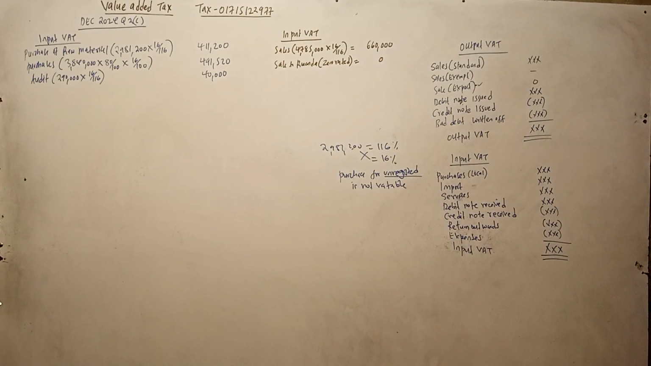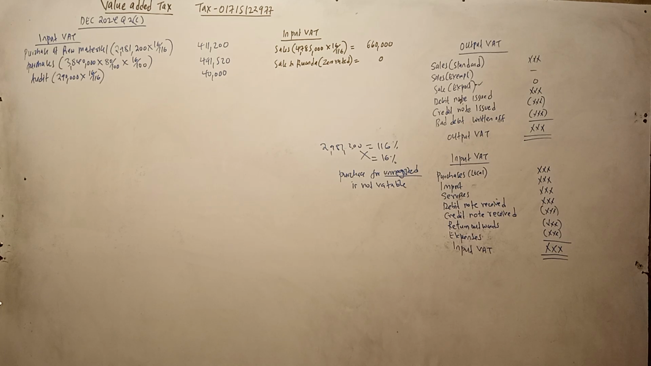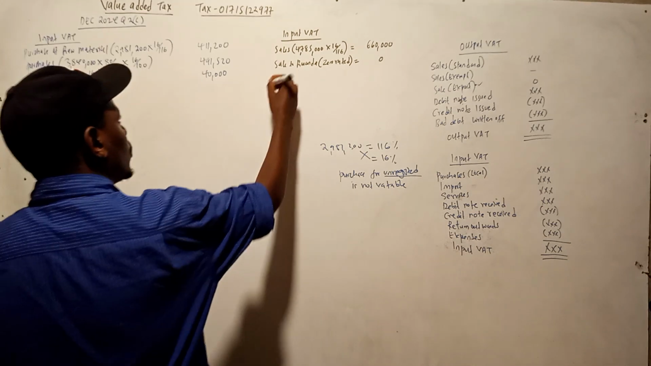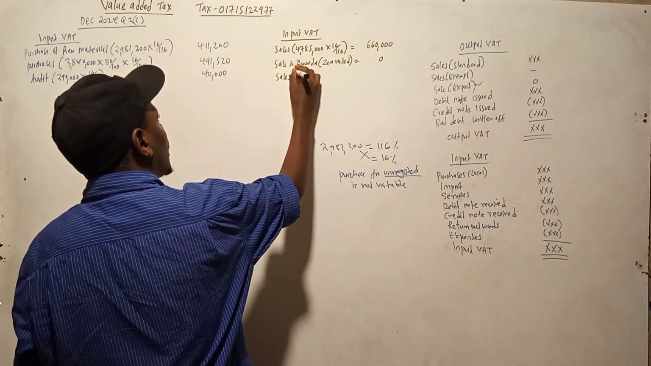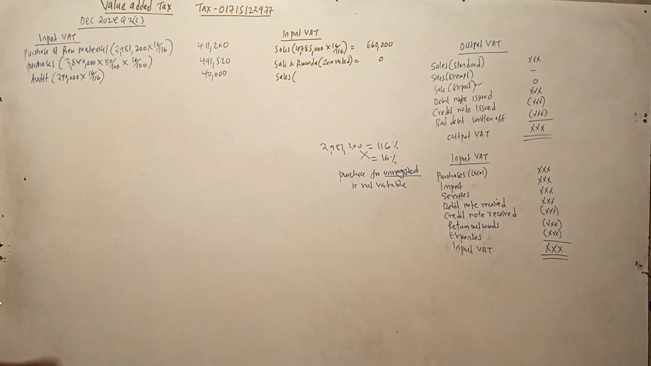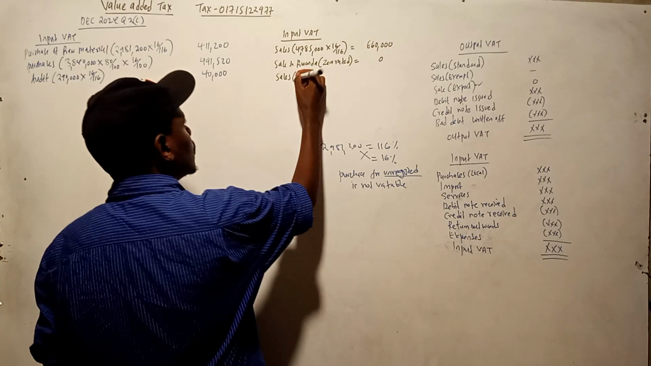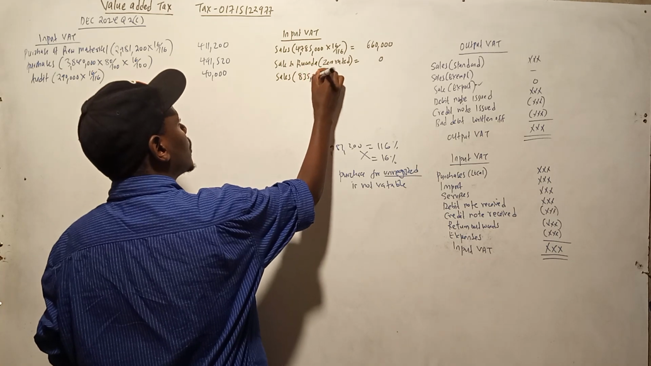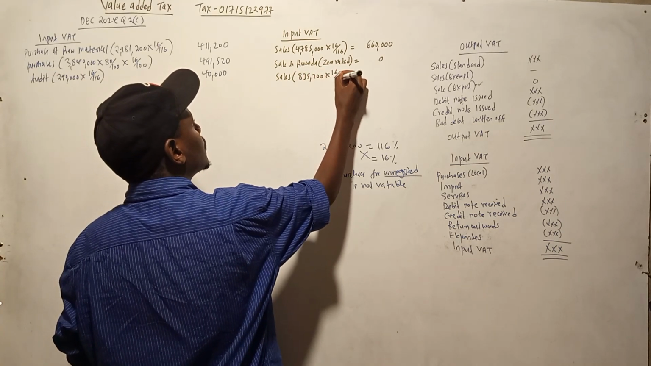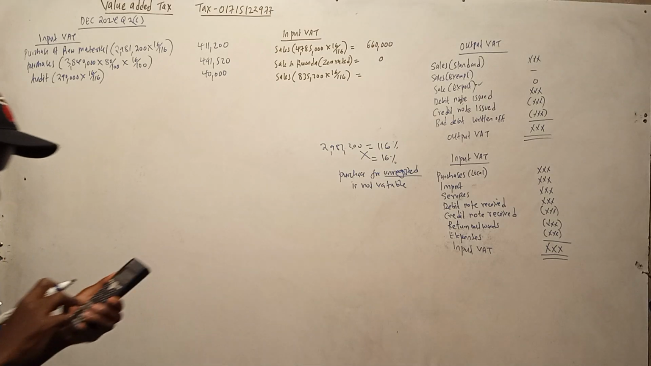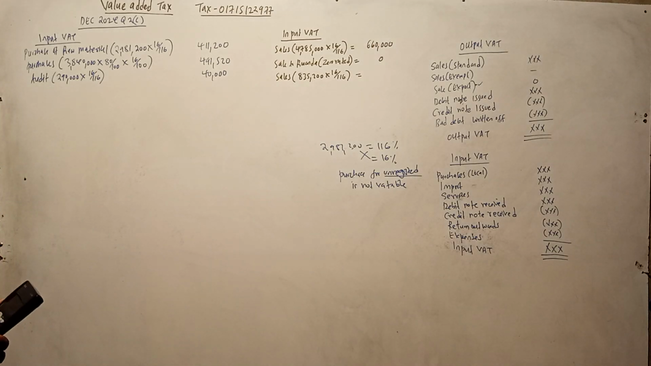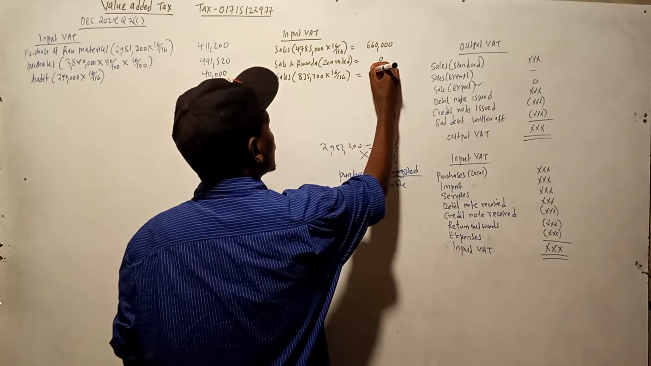Then you sold goods on credit to Mombasa at 835,200. The member paid 320. So for sales to Mombasa, we pick the whole amount, the earliest. Remember the time of supply is the earliest event, so the earliest is the time of credit. 835,200 times 16 over 116, which is 115,200.